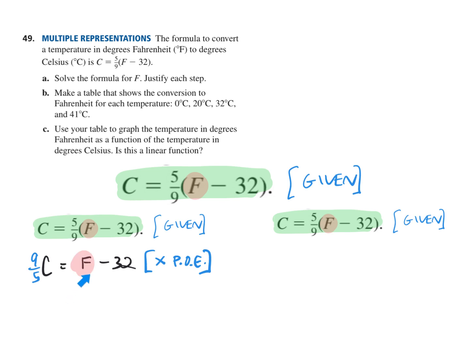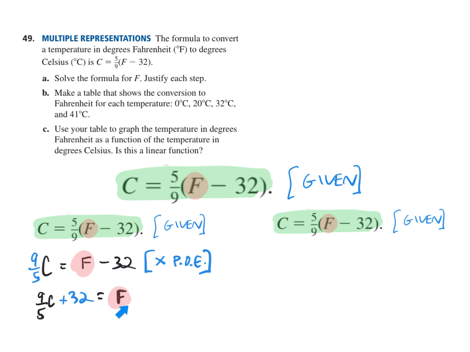So we're trying to isolate the variable f, so we need to get rid of minus 32. We will use the addition property of equality by adding 32 to both sides, which gives us 9/5 c plus 32 on the left, and f minus 32 plus 32. 32's cancel out, so just f on the right.